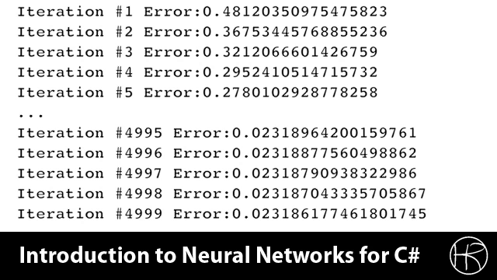By the time we have reached the 4,995th training iteration, we are at around 2%, or actually 2.3% error. This continues until we reach the 4,999th iteration, and then we are done with the actual training. At this point, we have a reasonably low error rate of around 2.3%, and we are ready to actually validate the neural network. We will present it with real data, and we will see how well it actually performs against it.